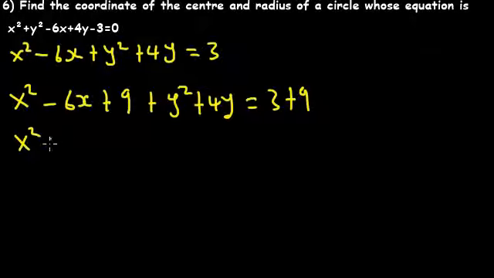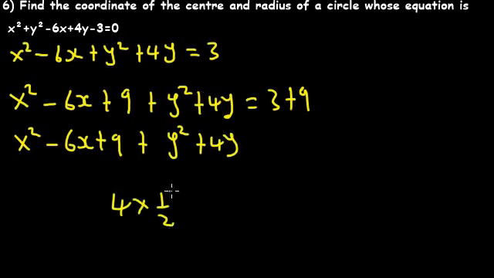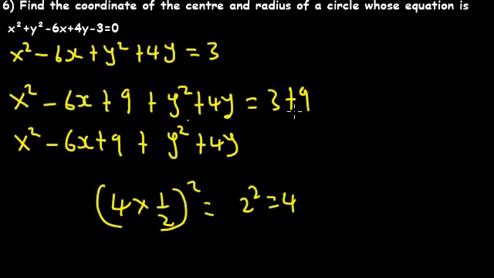So we have x squared minus 6x plus 9 plus y squared plus 4y. Now the coefficient of y is 4, so we have 4 times half, all squared. That gives us 2 squared, which is 4. So we are adding 4 to both sides.